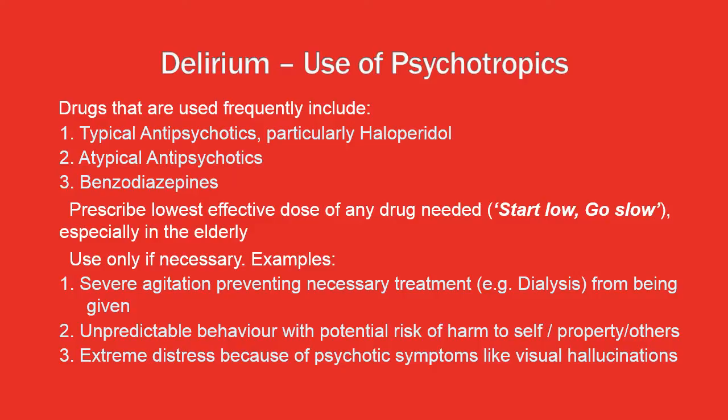Examples of some scenarios in which psychotropics may be useful: a patient with severe agitation who is preventing necessary treatment, for example dialysis, from being given, or a patient exhibiting unpredictable behavior with the potential risk of harm to oneself or to others or to ward property, or a patient who is extremely distressed because of psychotic symptoms like visual hallucinations.